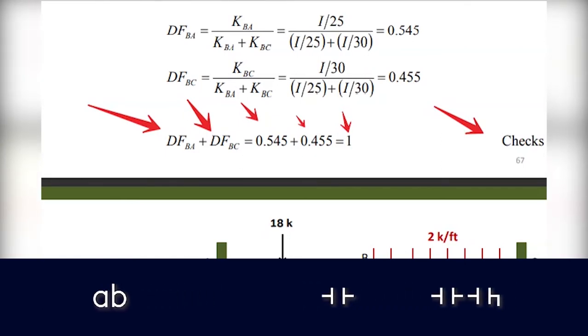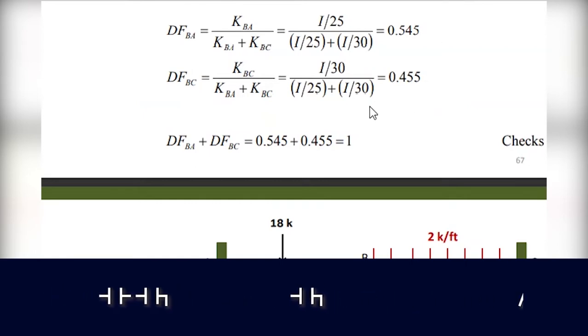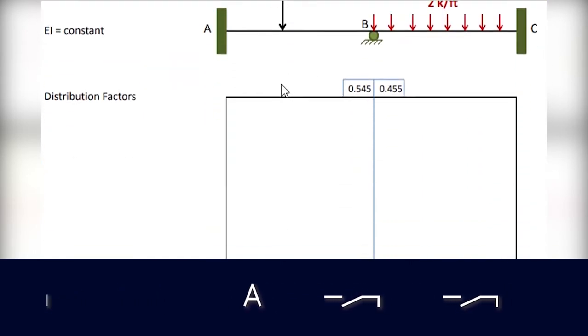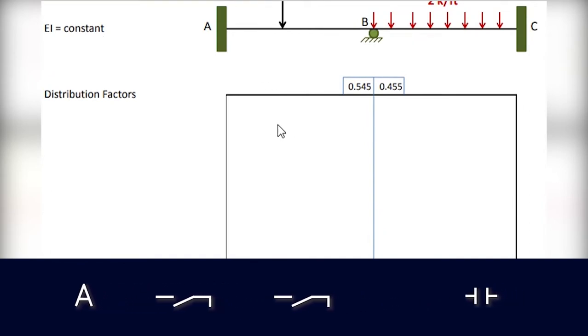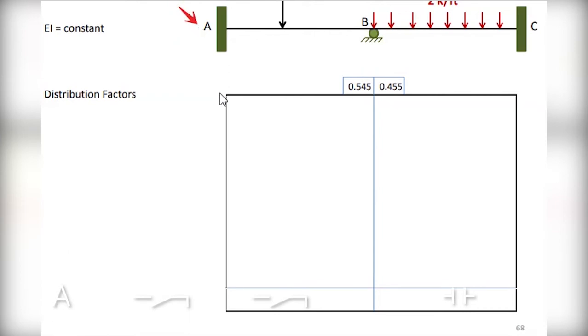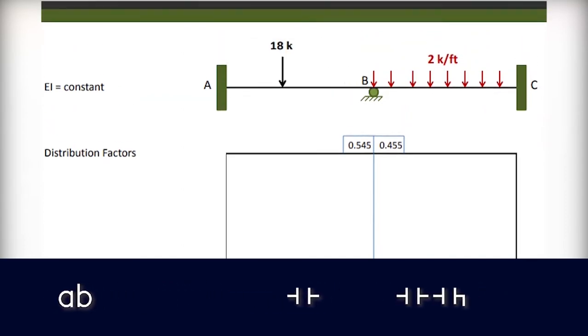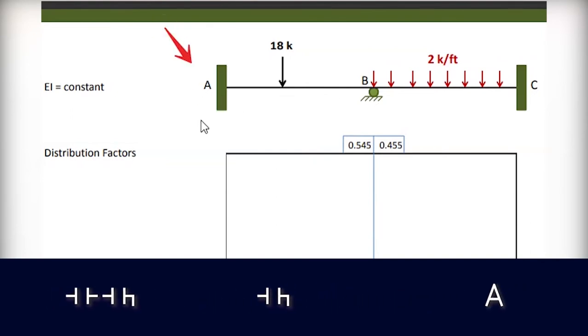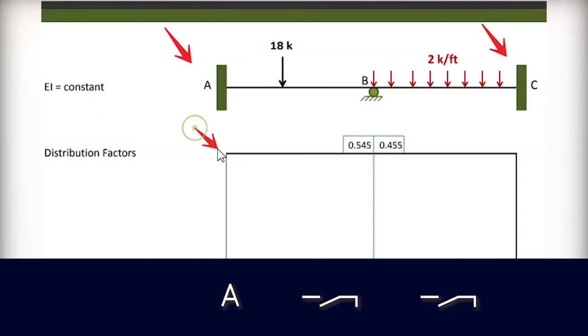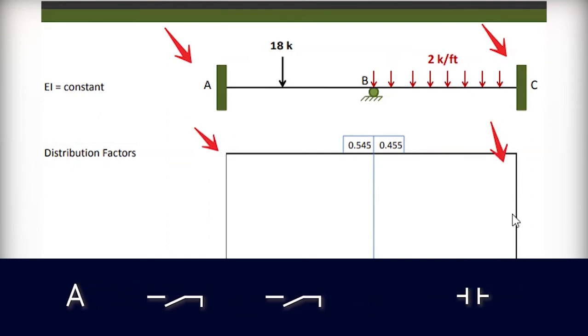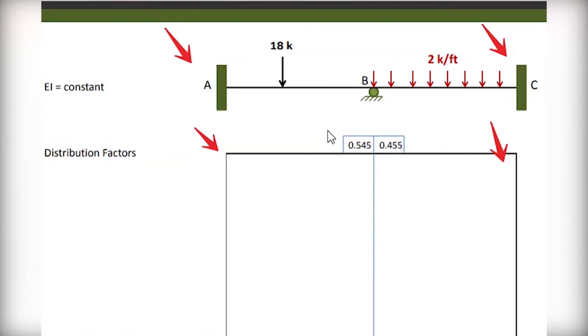Now after finding the distribution factors as the procedure needs, let's continue with the table. How can you put it in the table? As we said, for the fixed end support, the distribution factor is 0, and also at point C, it is a fixed end support, so the distribution factor is equal to 0. If here it is 0 and here it is 0, it means at this point the value is 0, and at this point the value is 0. Now it is a support. If we remember, the distribution factor for BA is about 0.545, and at this end it is about 0.455.